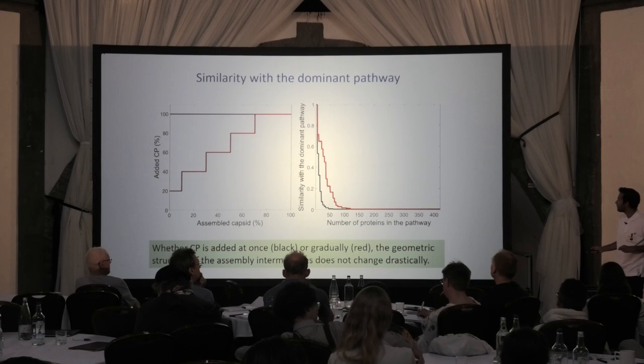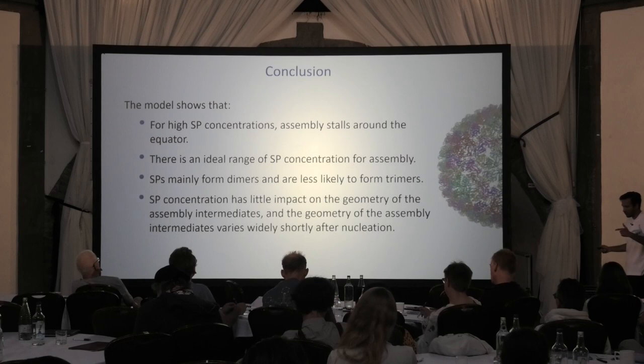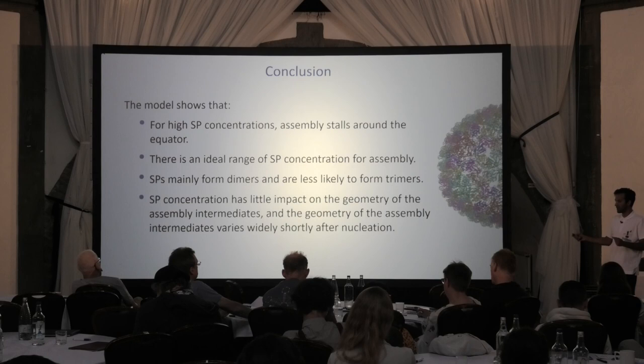So what our model shows is that for high SP concentration we see a start around the equator. Of course, this was observed in the experiment, but the model could capture that. Like for example, the model was showing a dip close to the equator, but this dip didn't happen at the beginning or at the end of it, so it kind of shows the model is a good model.